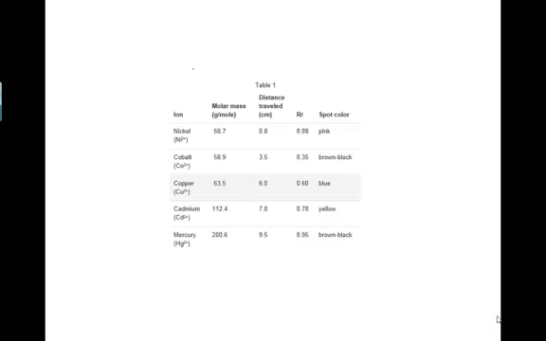This is like an ominous table. Forget what it looks like. Pick a point. 7.8. 7.8 what? The distance traveled for cadmium was 7.8 centimeters. Distance traveled what? What traveled? Maybe we look in the explanation then. The distance traveled of such and such was 7.8 centimeters for cadmium.